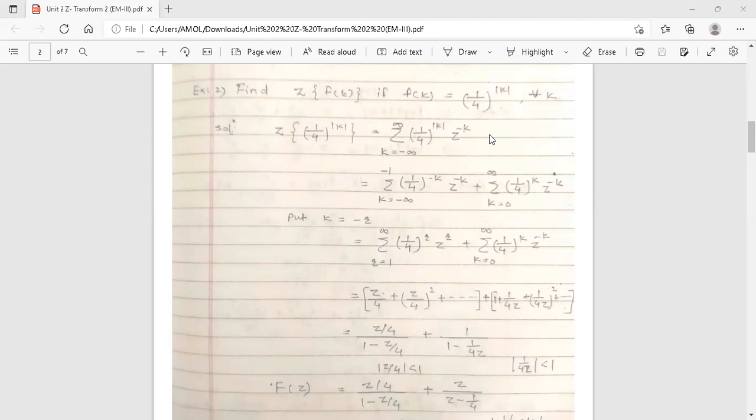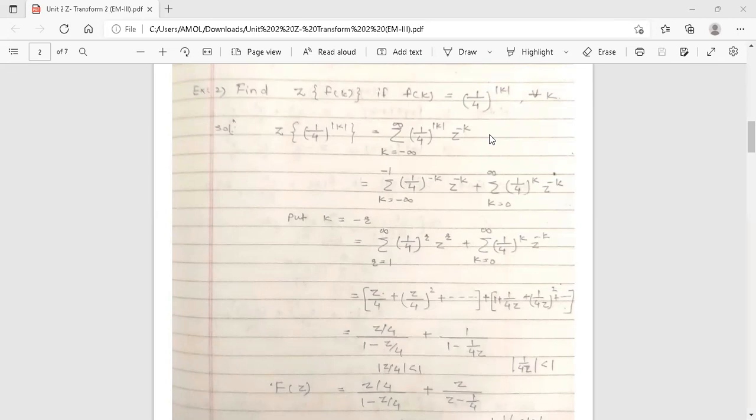The topic is Z transform. Last lecture, we discussed the Z transform of some standard sequences and properties of Z transform. This topic, Z transform, is from the second unit. Now, the examples on Z transform.